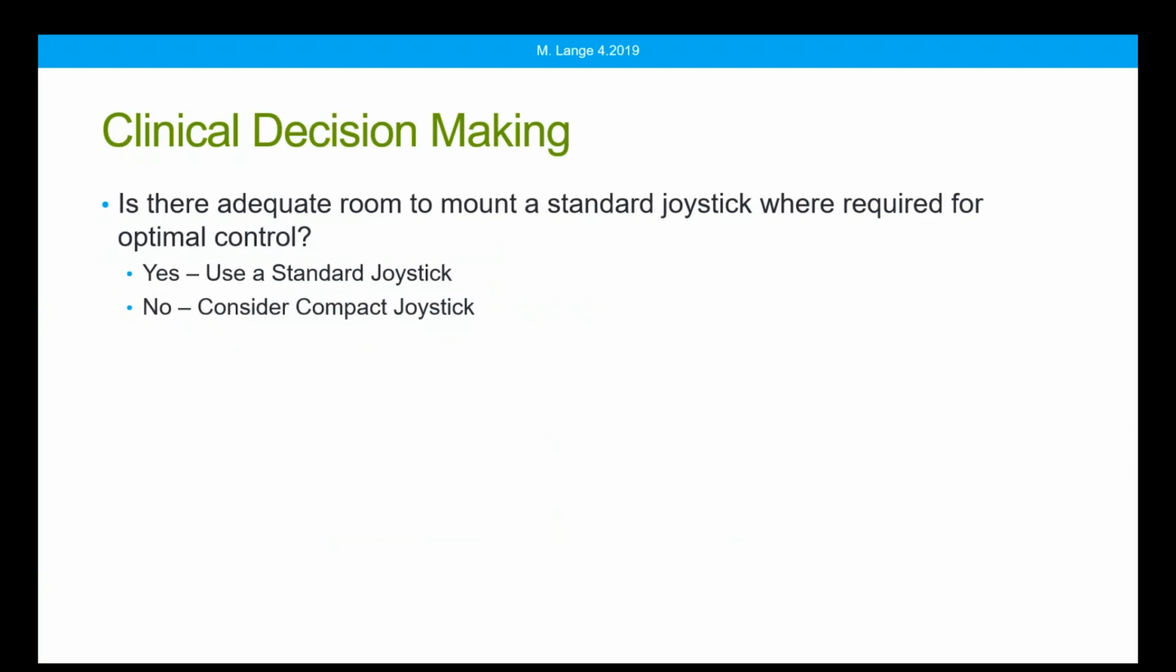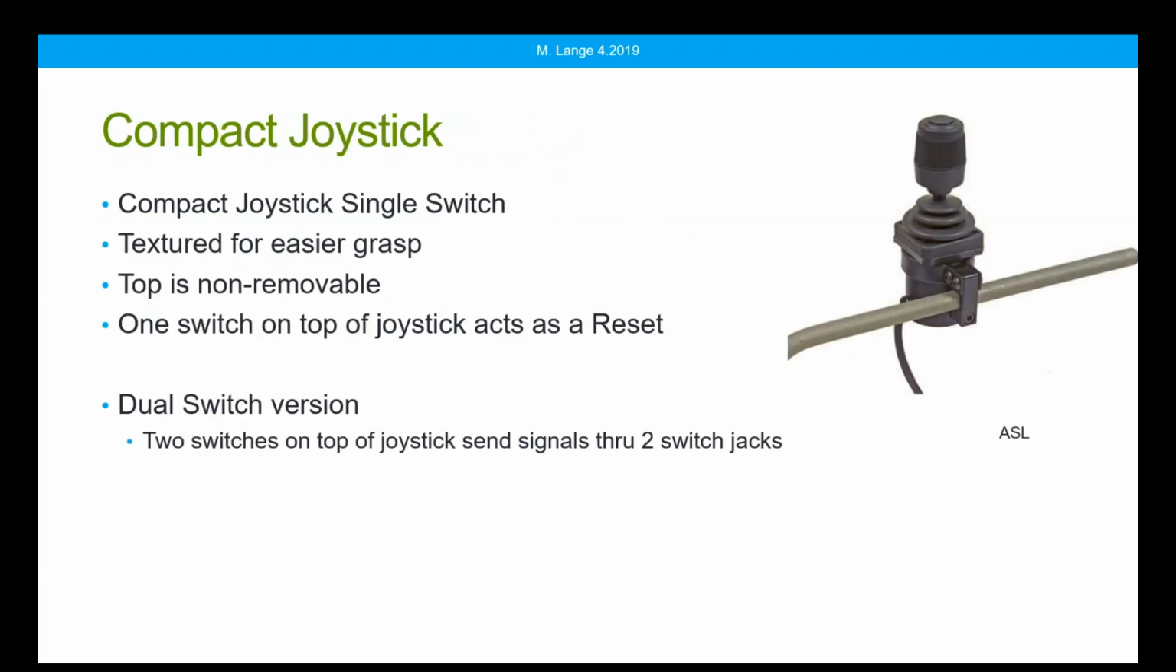So next in our clinical decision making, is there adequate room to mount a standard joystick where it's required for optimal control? So let's say we've decided this is the very best place for a joystick for an individual client, but perhaps the joystick is just too big. Joysticks are rather large, our standard joysticks, because they often include a display, power, speed controls. There's a lot of buttons and jacks and things on there, as well as the handle itself. So if the client has enough room, we can use a standard joystick, but if there's not a lot of real estate there, we can also consider a compact joystick.